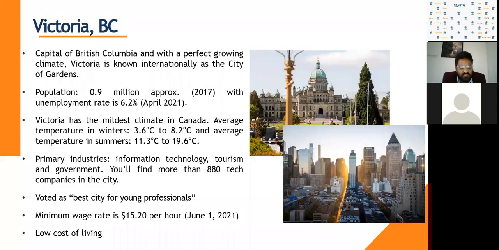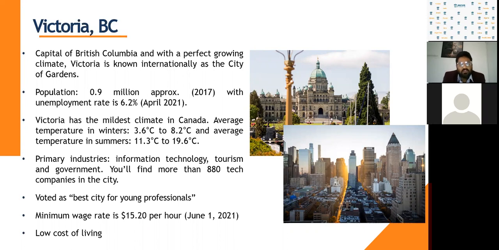Whereas with our city, where there are so many job opportunities, the climate is also so much milder, and the competition is also very much low. The wage rate is $15.2 per hour, and also the second highest in all of Canada, which makes it a perfect choice for students again, or the young professionals.